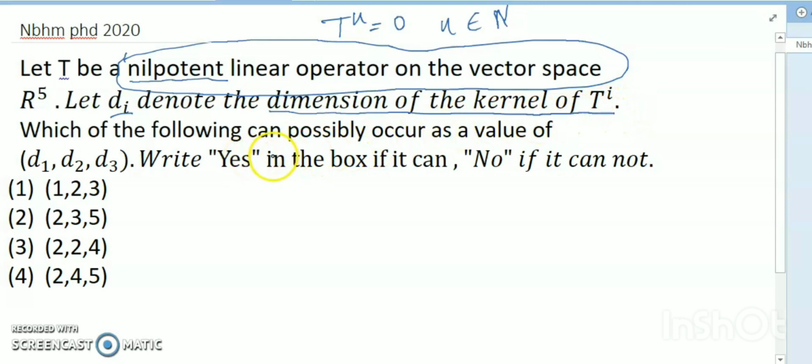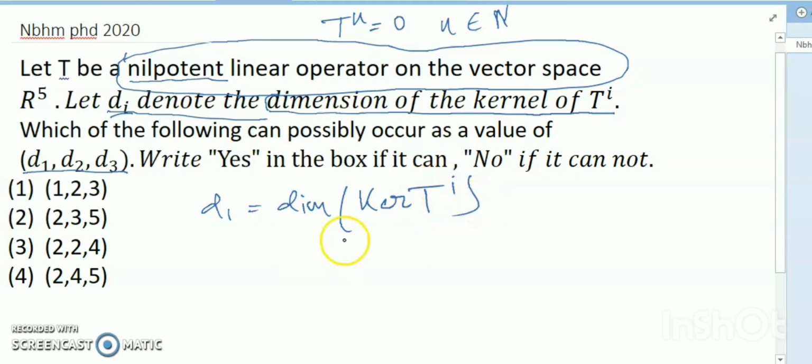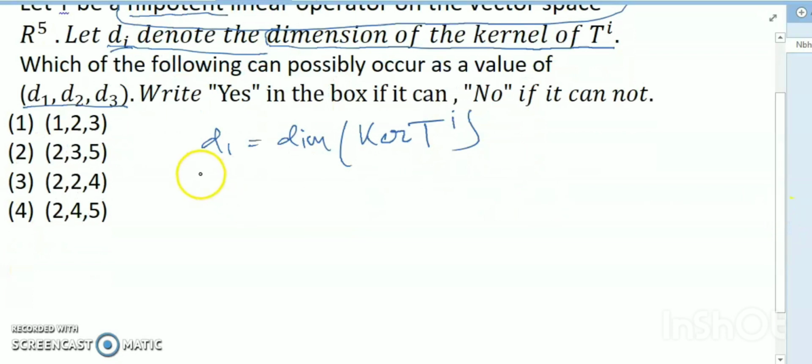Which one of the following can possibly occur as the values of d1, d2, d3? Write yes in the box if it can, no if it cannot. Friends, suppose d_i is the dimension of the kernel of T^i.